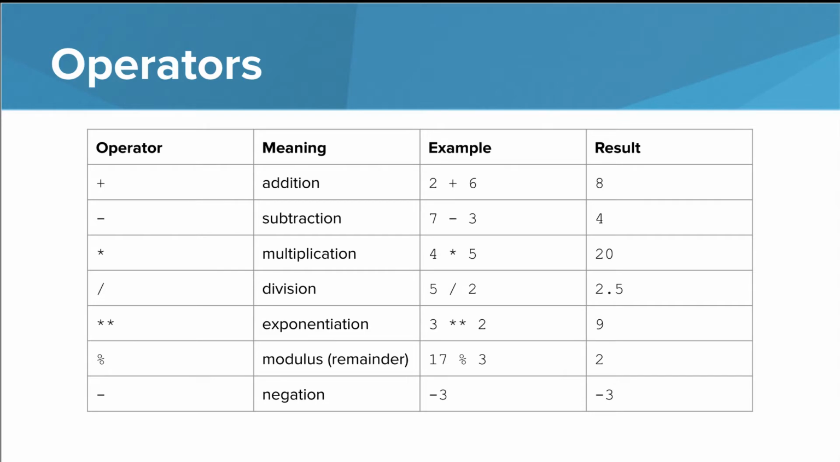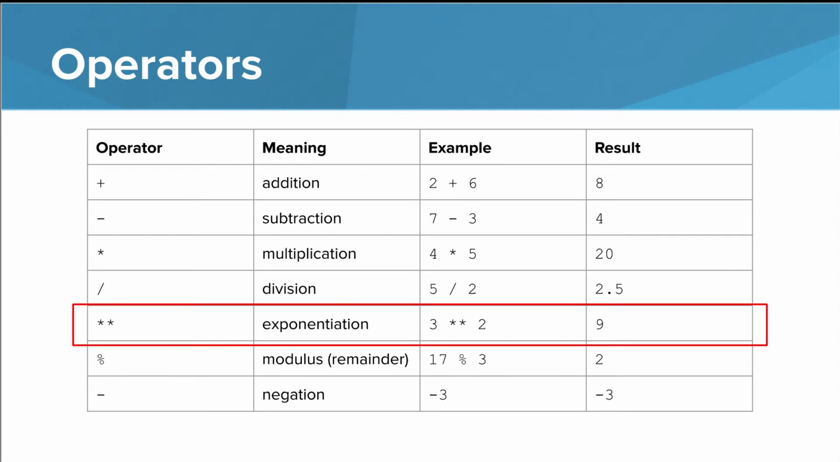Here's a quick rundown of the most common operators you'll use in Python. I'd recommend reviewing this slide on your own after watching this video. I'm just going to call out a few of these in particular. Exponentiation is just taking one number to the power of another number. So in this example, we take 3 to the power of 2, or 3 squared, and the result is 9.